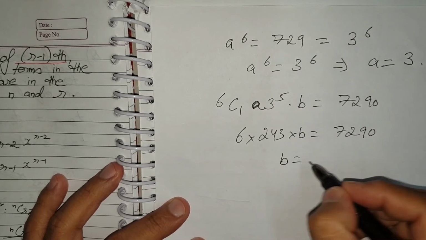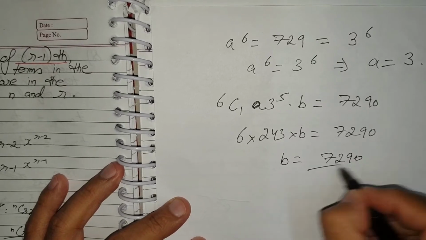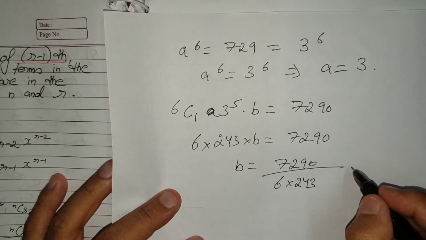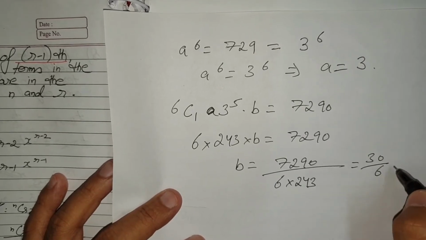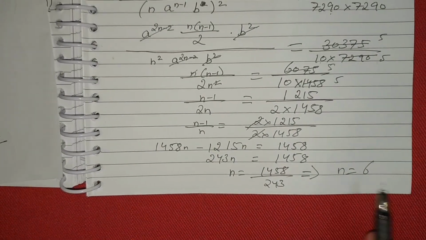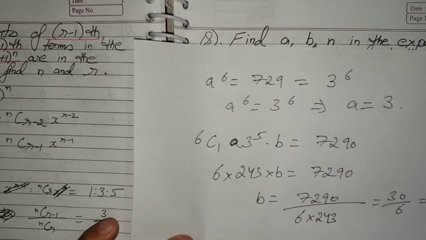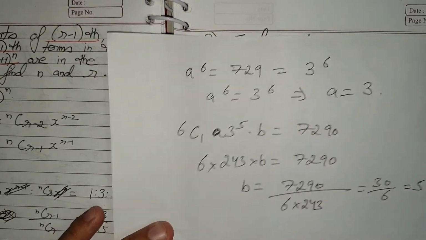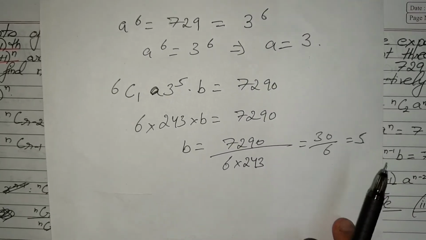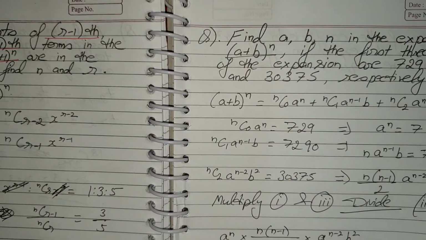Now b is what? 7290 upon 6 into 243. You solve it, you get 30 by 6, which is equal to 5. So hence, first of all we found n, which is 6, then came out a, which is 3, and then b, which is 5. So hence solving all this. Okay, so moving on to the next example.